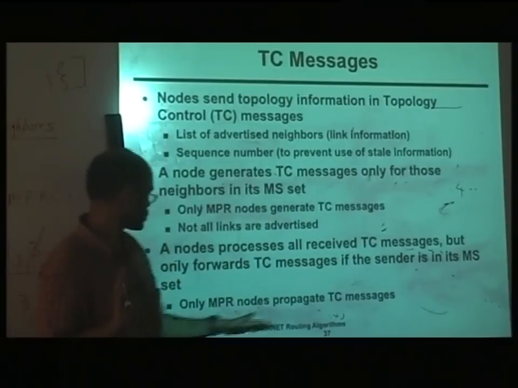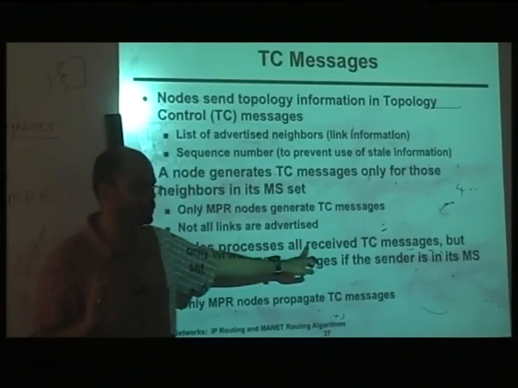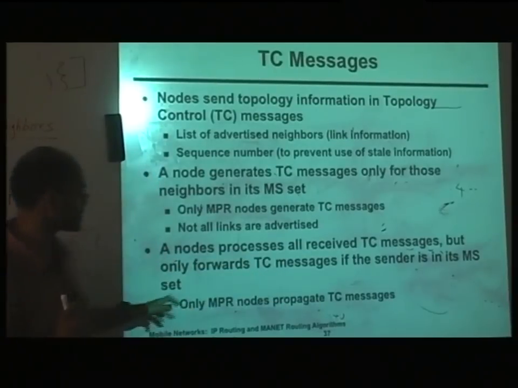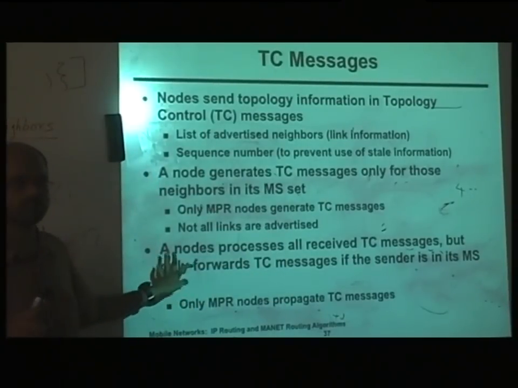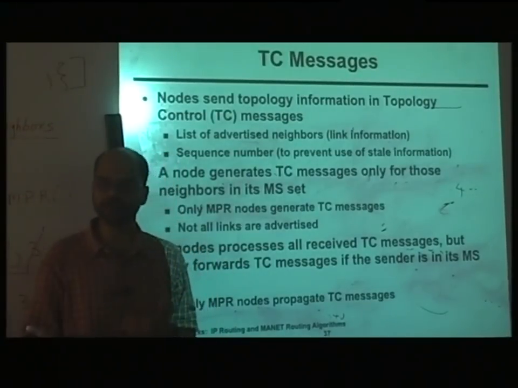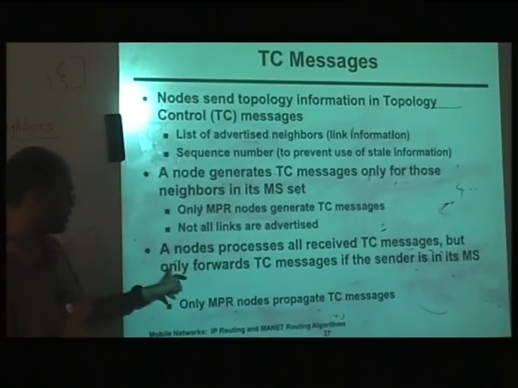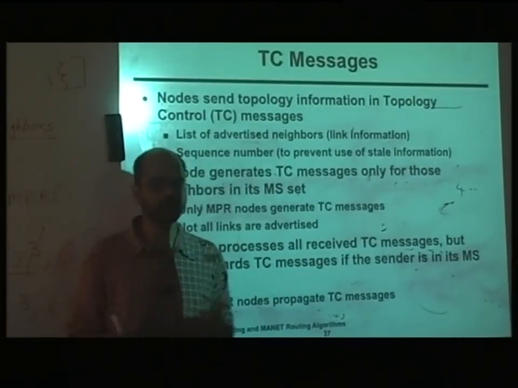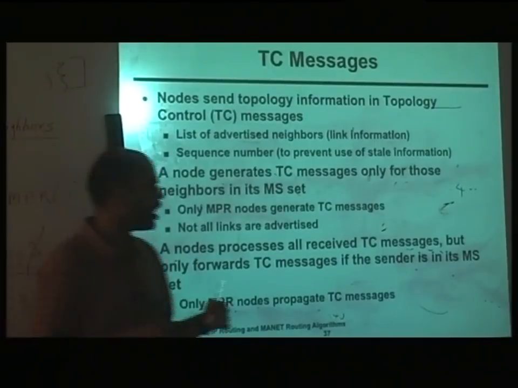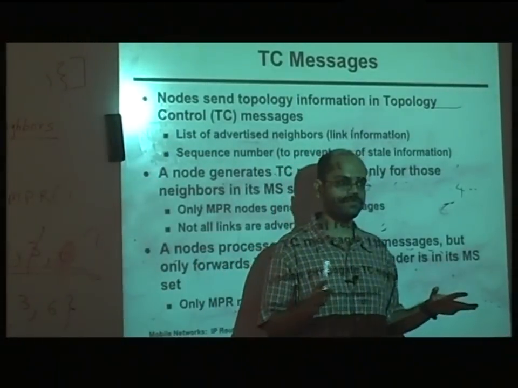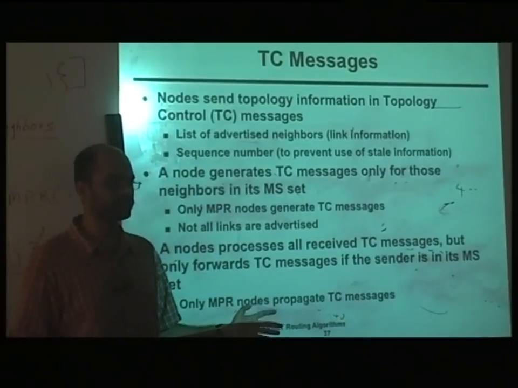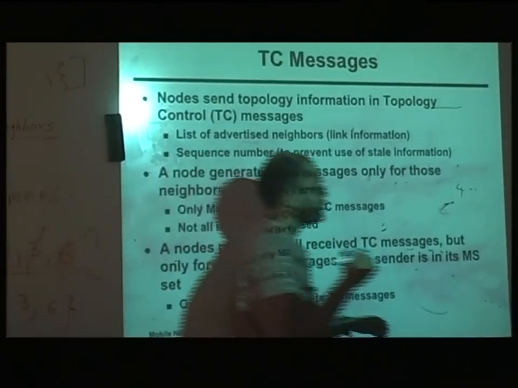A node processes all received TC messages and forwards TC messages only if the sender is in its MS set. This is the last complexity. So hello messages, remember, are not forwarded. TC messages are forwarded, and only if the sender is in MS. So what this basically tells us is that only some nodes will send information about the network and only some links are advertised. And now this message is forwarded, so everybody will receive it. And then it's the link state protocol.